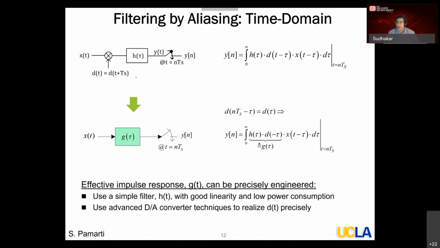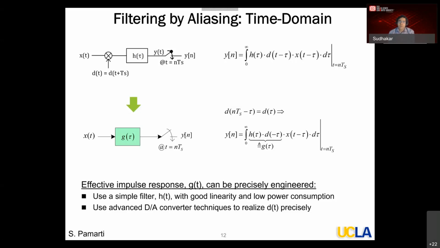Now, this h of tau could be a very simple filter, like a first order RC or a simple integrator, which is chosen to give you low power consumption and very good linearity. Generally speaking, in the past, when you have to make a very sharp filter or a complicated, sophisticated filter, that's when linearity and power consumption, all those things become really big problems. But if you do a very simple RC filter, linearity is not a problem at all, right? So h of t is very simple.